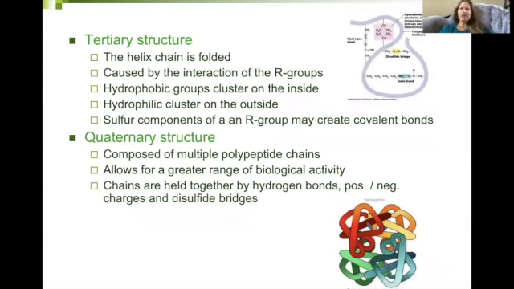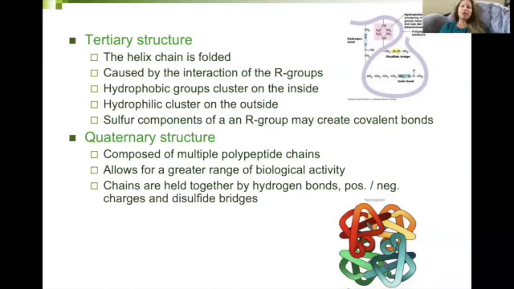Tertiary structure: the helix chain is now folded in on itself, caused by the interaction of the R groups. Remember, polar goes with polar, nonpolar goes with nonpolar. Hydrophobic stuff on the inside, hydrophilic on the outside, and you have these disulfide R group bridges that are going to hold this stuff together. So there's a disulfide bridge between two parts of your chain.